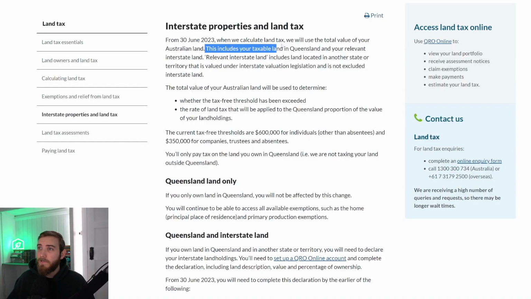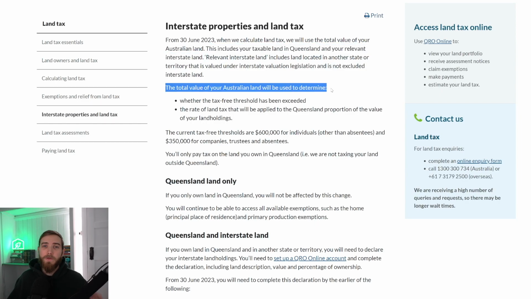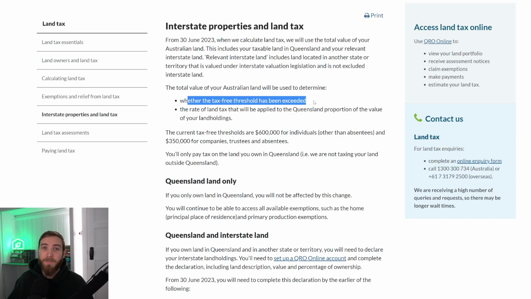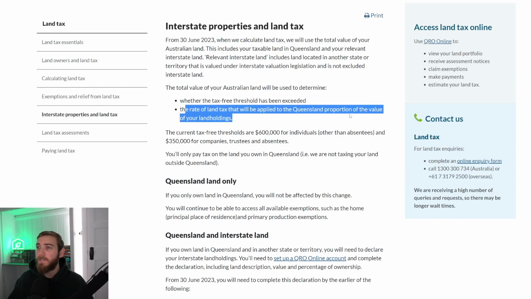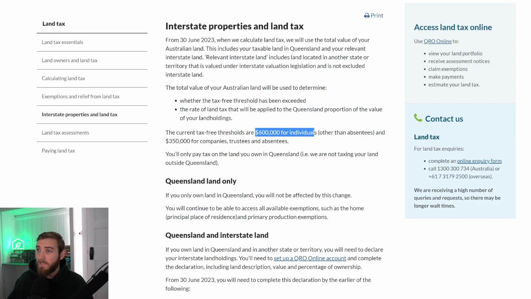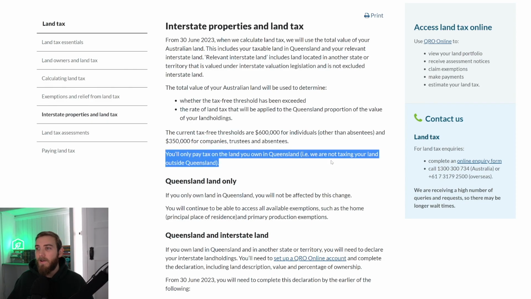So this includes your taxable land in Queensland and your relevant interstate land. The total value of your Australian land will be used to determine whether the tax-free threshold has been exceeded and the rate of land tax that will be applied to the Queensland proportion of the value of your land holdings. The current tax-free thresholds in Queensland are $600,000 for individuals and $350,000 for companies, trustees and absentees. You'll only pay tax on the land you own in Queensland, i.e. we are not taxing your land outside of Queensland.